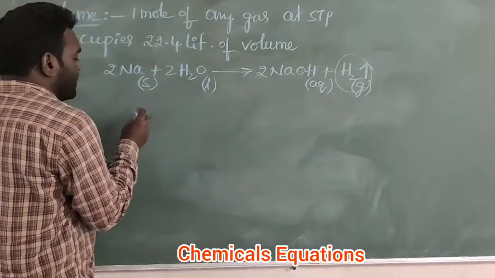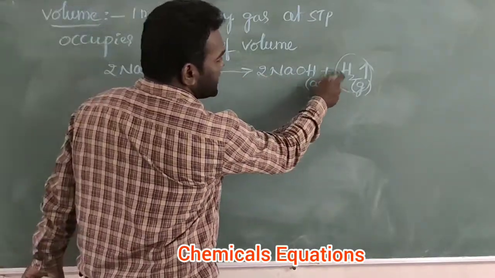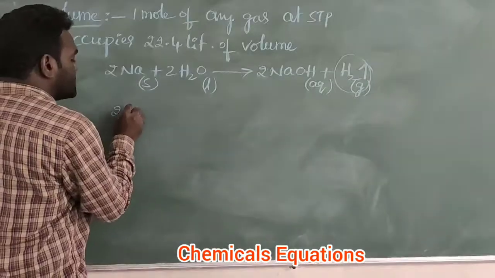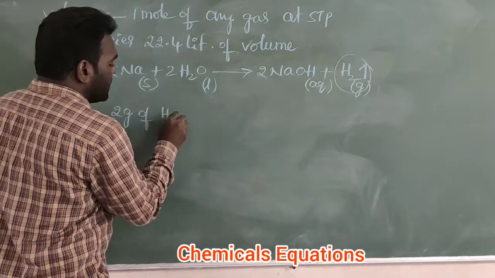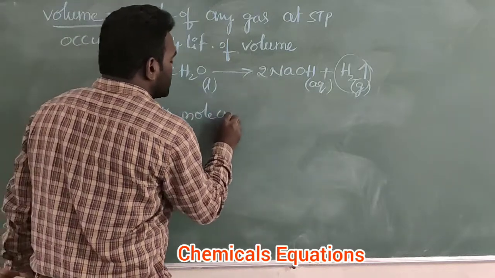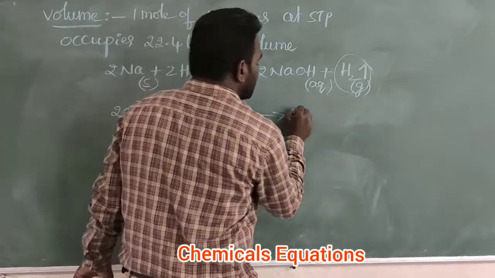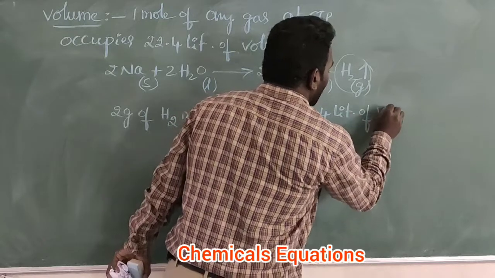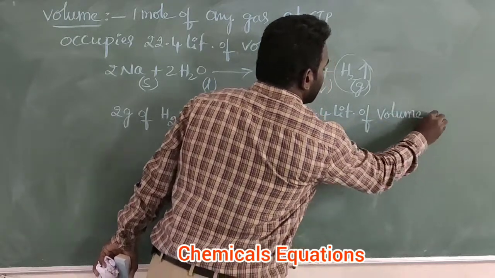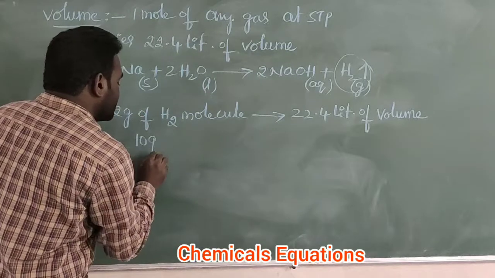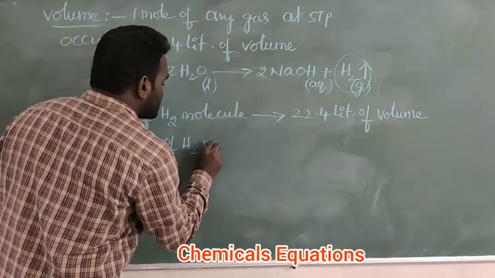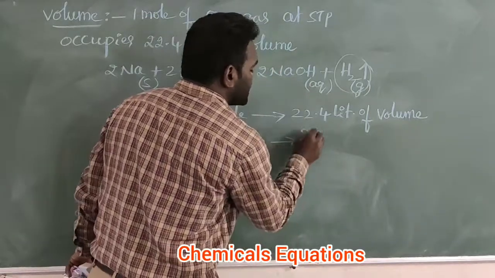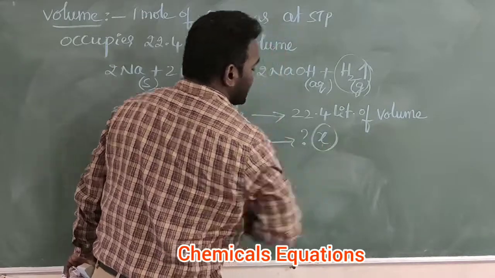See, based on this equation, I am writing that 1 mole, the coefficient of the hydrogen is 1. So this is 1 mole. You know that the weight of hydrogen is 2 grams. 2 grams of hydrogen H2 molecule occupies 22.4 liters of volume. Then just now we calculated 10 grams of H2 molecule. 10 grams of H2 molecule occupies how much volume? So this one you can take as a question mark, like x.